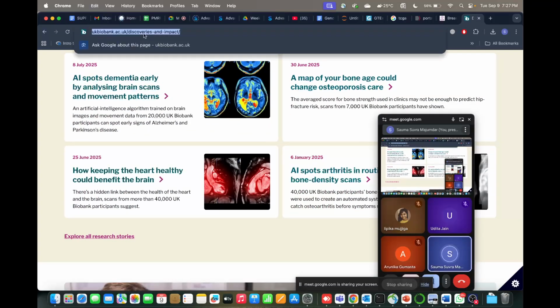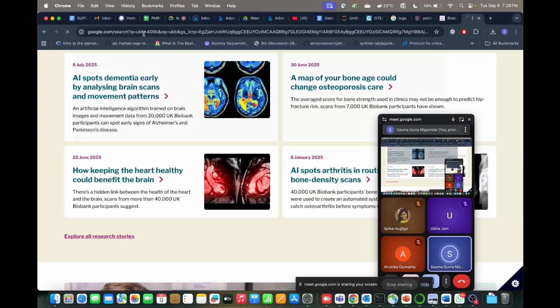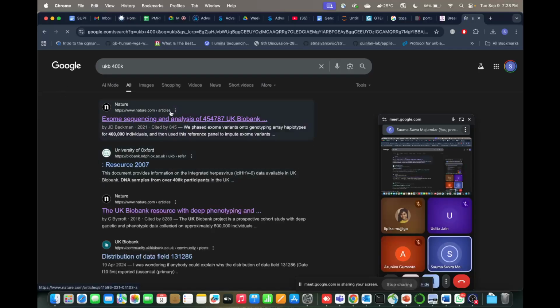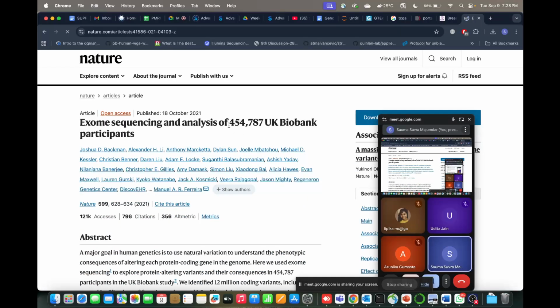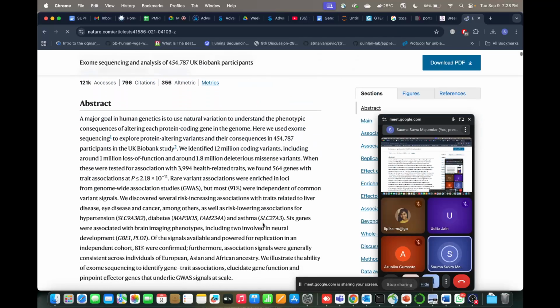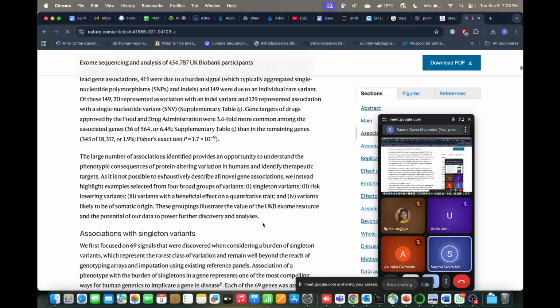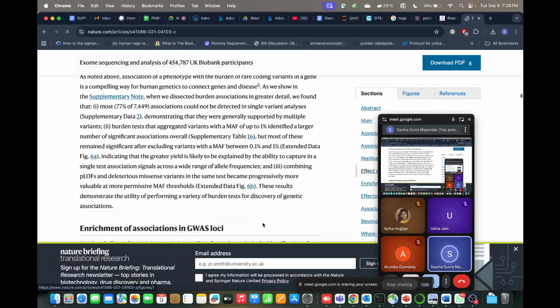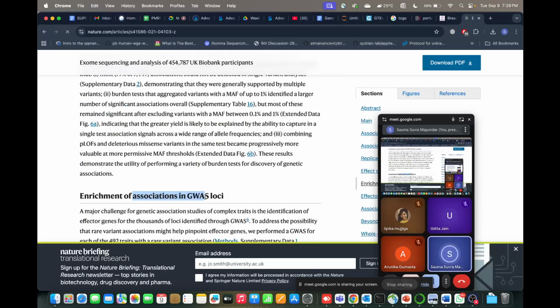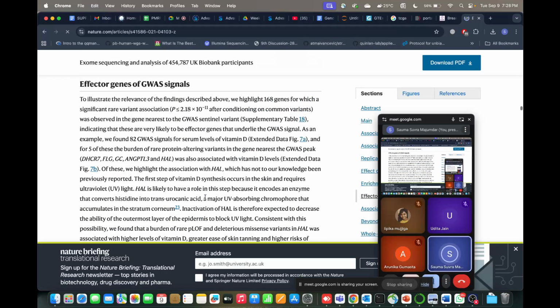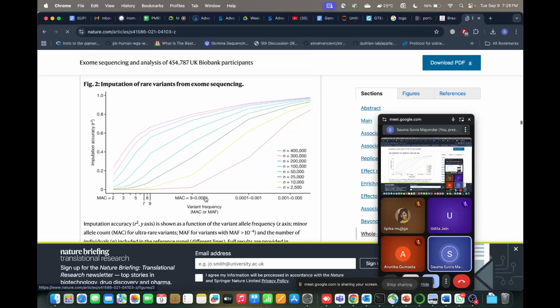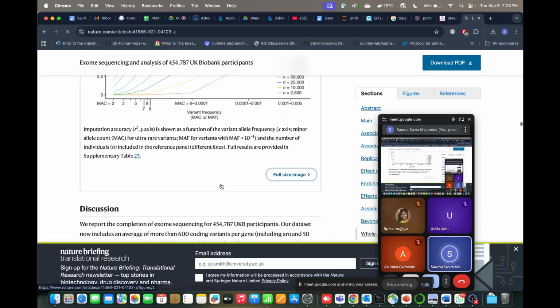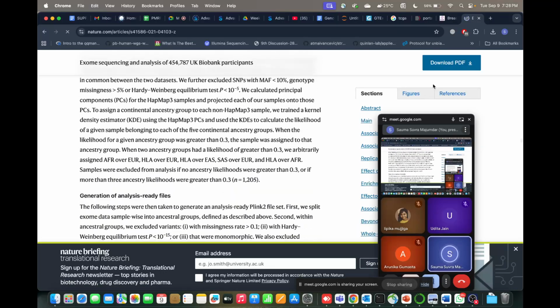Let me tell you the UKB 400K. This is the recent paper from the UK Biobank where they have analyzed these many individuals. That's a huge number, the largest that we have to date, and they have done a lot. They have done sequencing, association studies, biobanking of these samples, and imputation and so on and so forth.